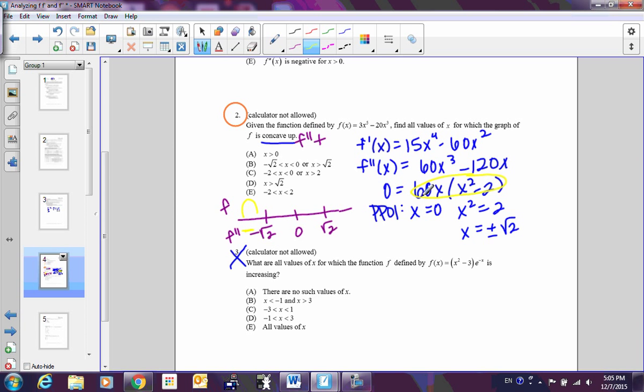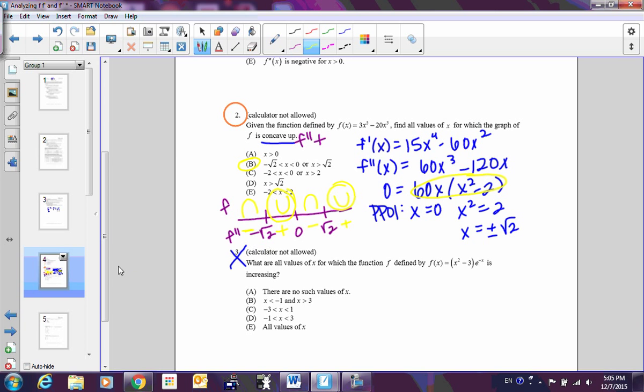If I take something like negative 1, though, I get a negative times a negative, which is a positive. If I take something like 1, I get a positive times a negative. If I take a bigger number, they'll both be positive. Okay, so concave up, that would be right here and right here. So your answer would be B.